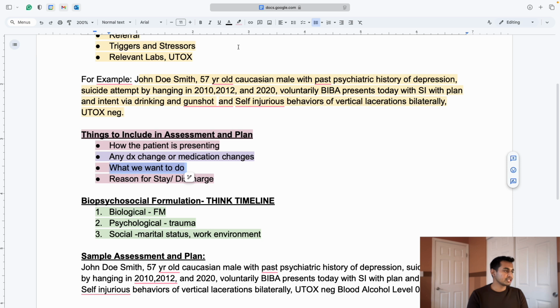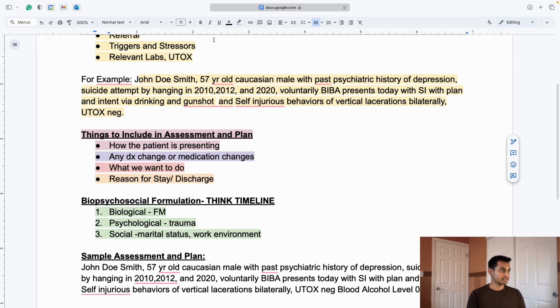Any diagnostic changes or medication changes, or anything that we'd like to add or change, basically, right? So if this is a follow-up and we're understanding the patient's history a little bit more, we can do diagnostic changes. If this is the first time, we include the diagnosis there and we can include what medications we want. Again, what do we want to do? Do we want to include any medications? Do we want to discharge the patient? And then again, the reason for staying or discharge. What are we doing with the patient? Are they going on a hold? Are they being discharged? Why or why not do they need to be here?